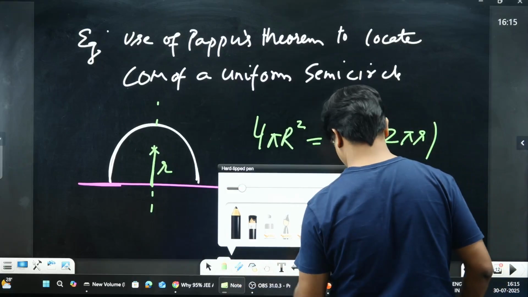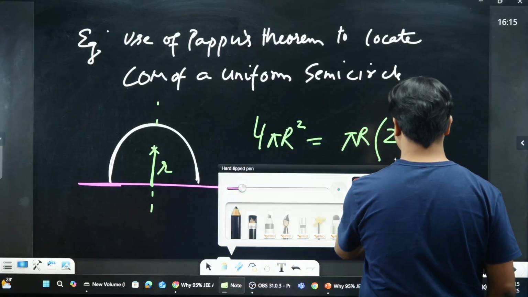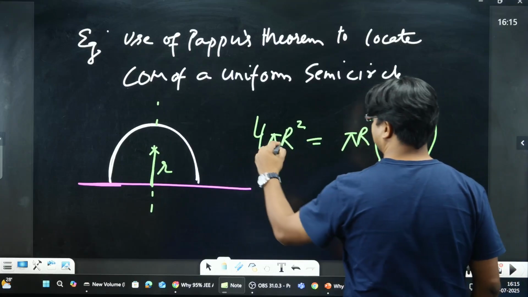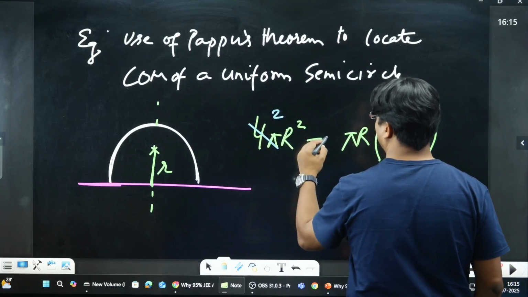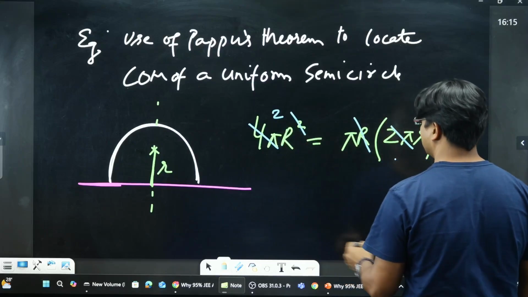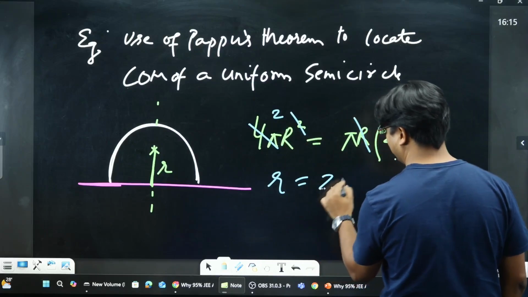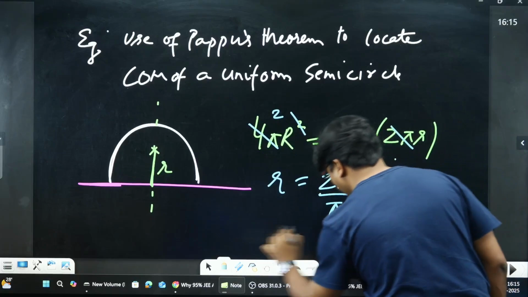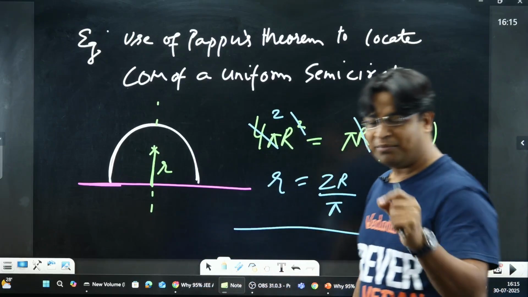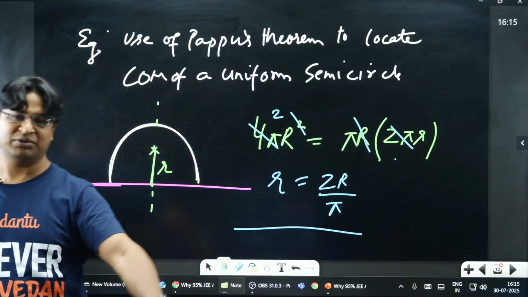I'll do the math. Okay, so what is happening here? What all things are getting cancelled? This 2 pi and this 4 pi get cancelled to make a 2. Then one of the R gets cancelled. So small r is nothing but 2R by pi, and voila, we have obtained the result without integration.